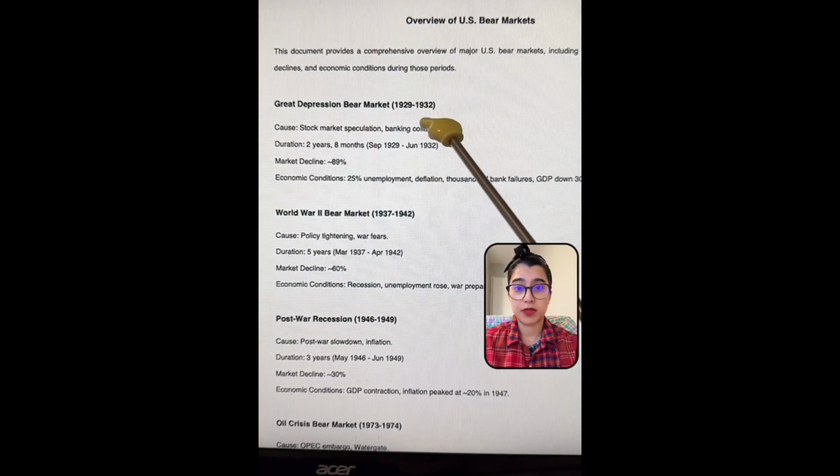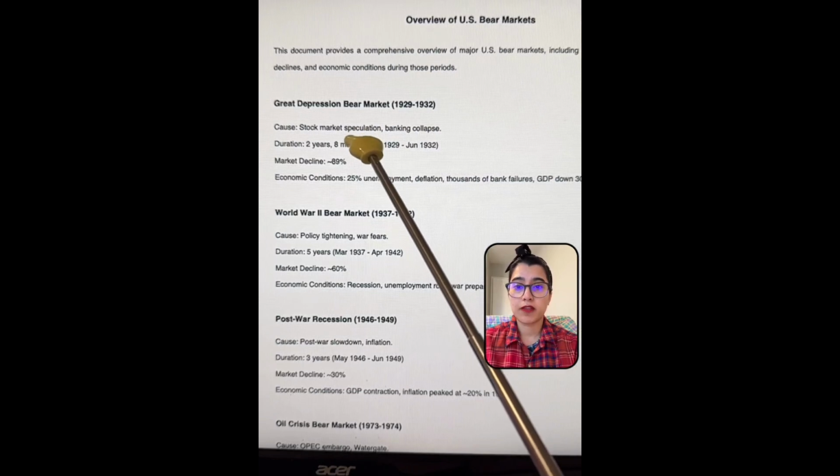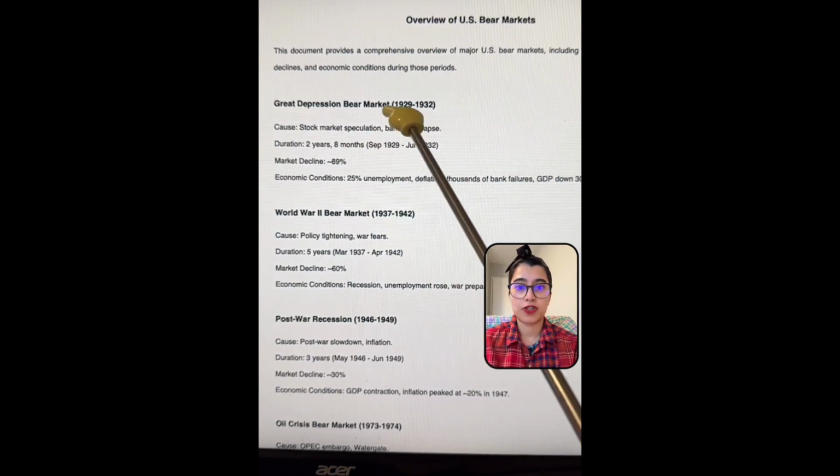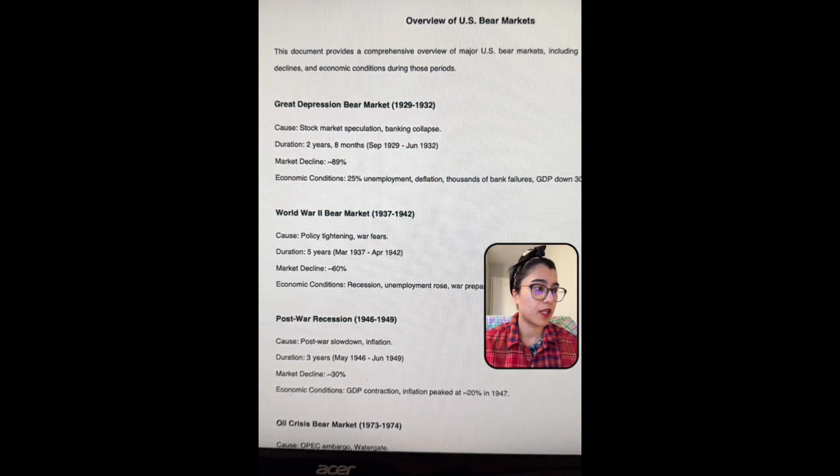The Great Depression bear market, which happened between 1929 and 1932, was caused by stock market speculation, banking, and collapse. Basically, there was a lot of stock market speculation, and investors were buying stocks on margin. Essentially, they were borrowing a lot of money to invest, and the stocks were also overvalued. The prices of the stocks were so overvalued and overpriced that they caused an unsustainable bubble.